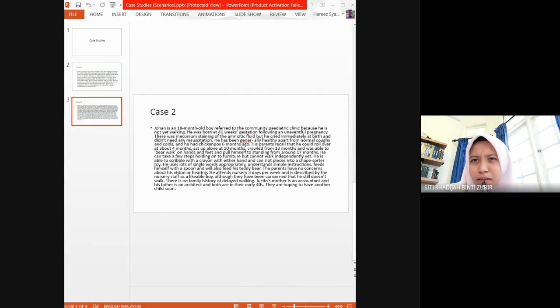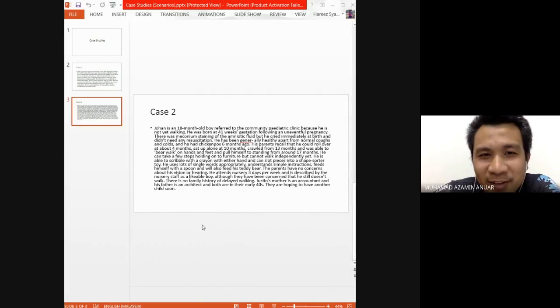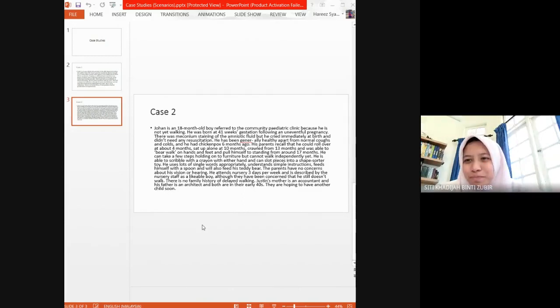Chicken pox at 6 months old. Is it normal for a 6-month-old to have chickenpox? You cannot say whether it is normal to have it, because you can have chickenpox at any time. Yeah. Okay.